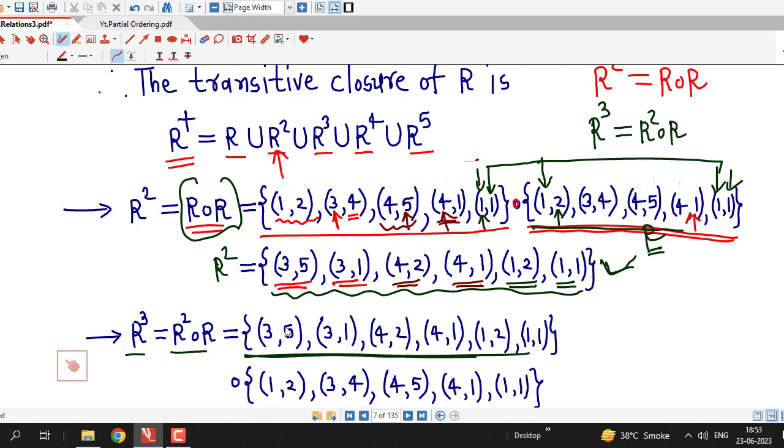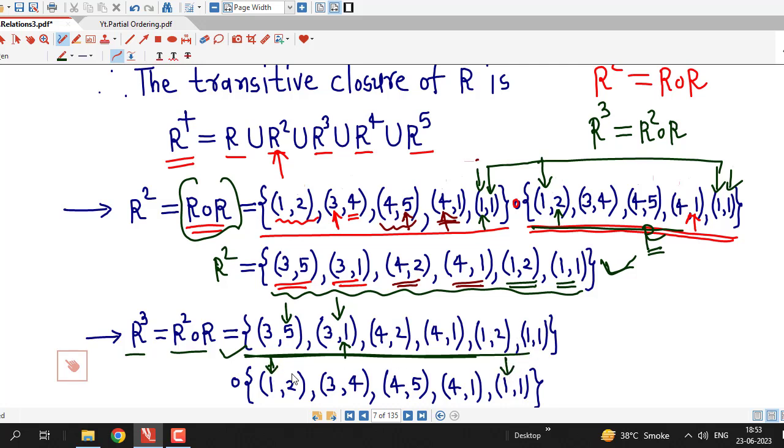So again I will start with each ordered pair of this first set. If I start with ordered pair 3 5, then here second component is 5, and I have to search in this relation R for that ordered pair whose first component is 5, and there is no ordered pair having first component as 5. Now we come to this ordered pair 3 1. Here second component is 1, so I have to concentrate on those ordered pairs whose first component is 1.